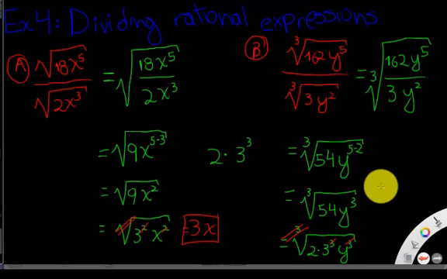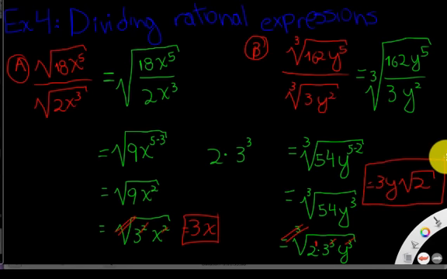So outside we're going to have 3y times the square root of 2 inside. And the reason why the square root of 2 stays inside is because it did not reach the quota, which was a 3. It stayed with an exponent of 1, so this is my final and simplified answer.